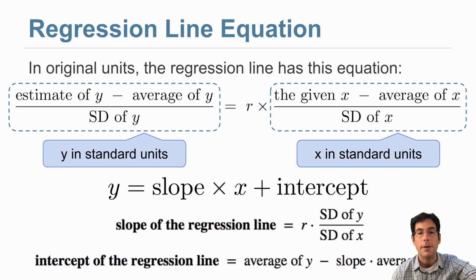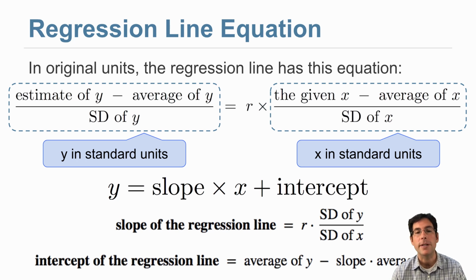So if r is large, meaning these are highly correlated, then you would expect the slope to be large as well. But the slope is only large if the SD of y is large. The y values you're trying to guess have to have some spread to them for it to make sense for you to pick different y predictions for different values of x.